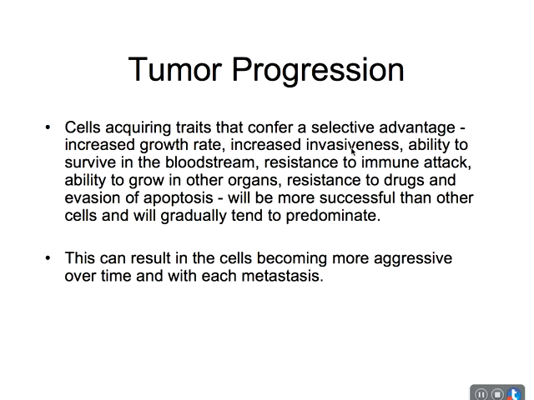This brings us to the topic of tumor progression. Tumor progression is the idea that cells can acquire traits that confer a selective advantage. Let me back up and say this, kind of relating it to something we talked about before: the idea that that primary tumor is a heterogeneous population of cells, right? That original tumor, the cells are not all identical to one another.